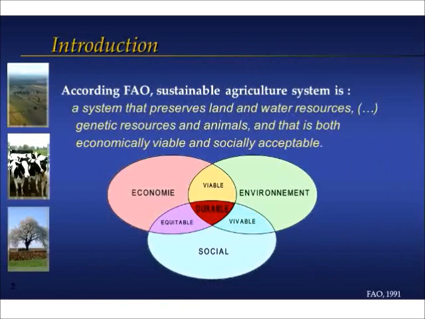So, a quick reminder. I know that everybody knows about the definition of sustainable agriculture. I think the most widespread example is given by FAO: a system that preserves land and water resources, genetic resources and animals, and that is both economically viable and, very important but sometimes we forget that, socially acceptable. But we have a lot of definitions about agricultural sustainability, but not very many about sustainability of the farm.